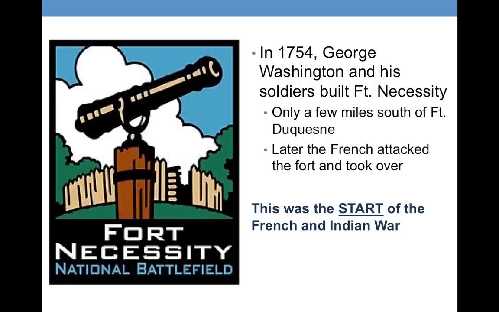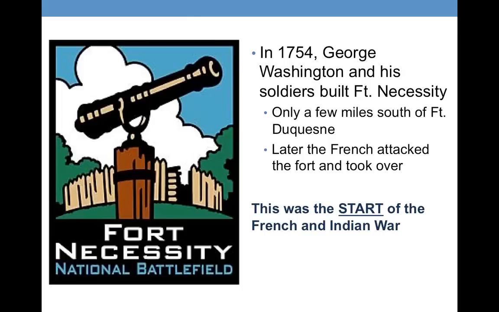So after Fort Duquesne, after the British take over, the next year, George Washington and his soldiers build another fort just south of there called Fort Necessity. Okay, and them building this fort is just like when the French build their fort. It's seen as an act of aggression, and so the French come in, they defeat George Washington and his men, and run them out of town.